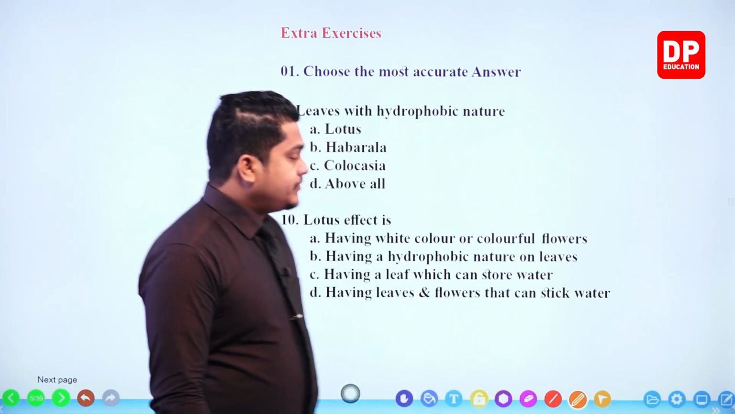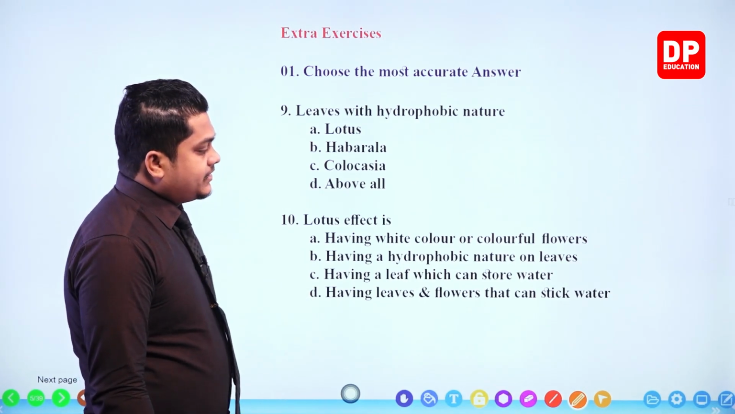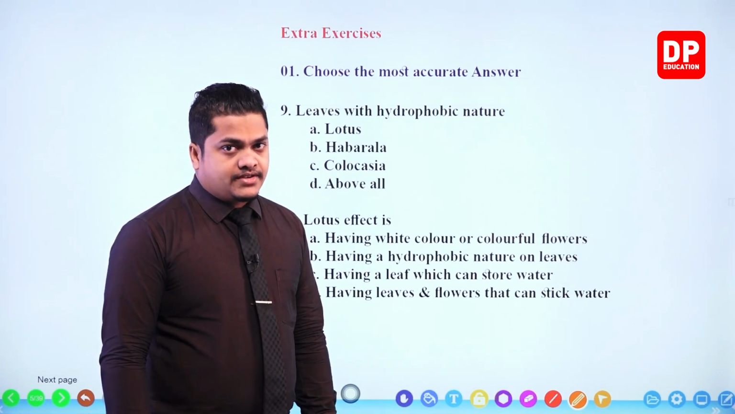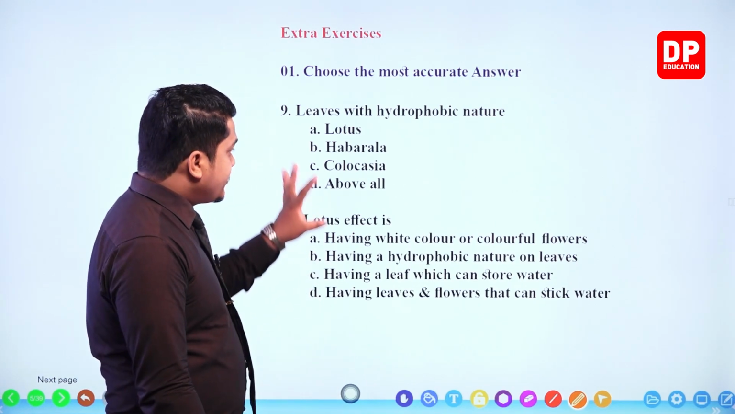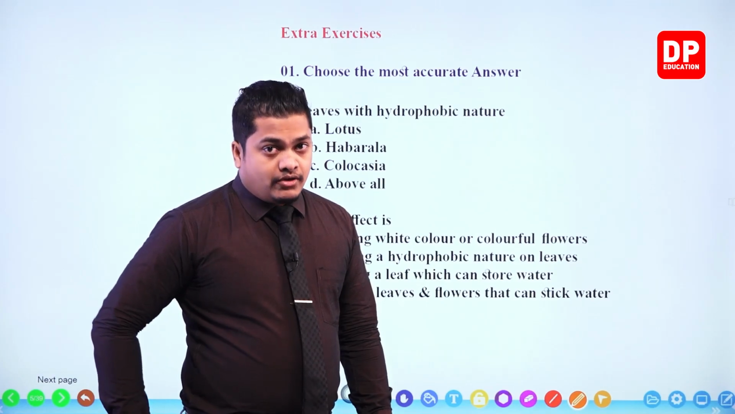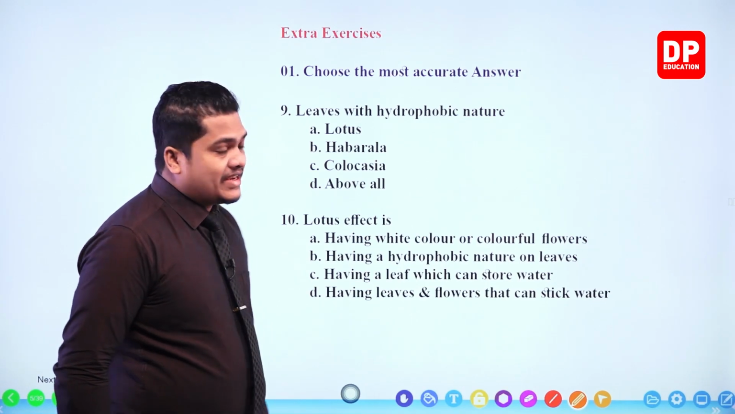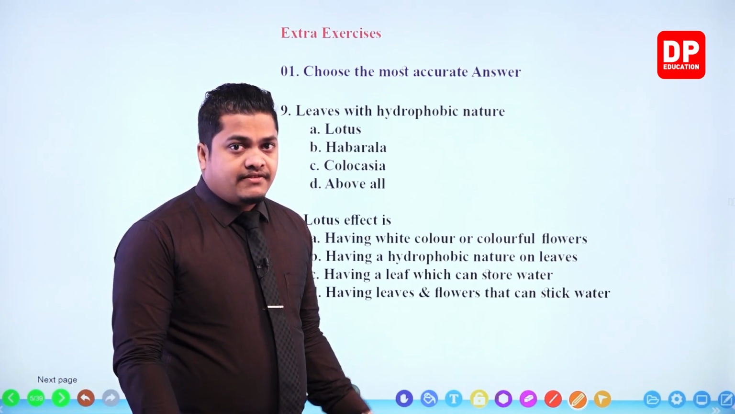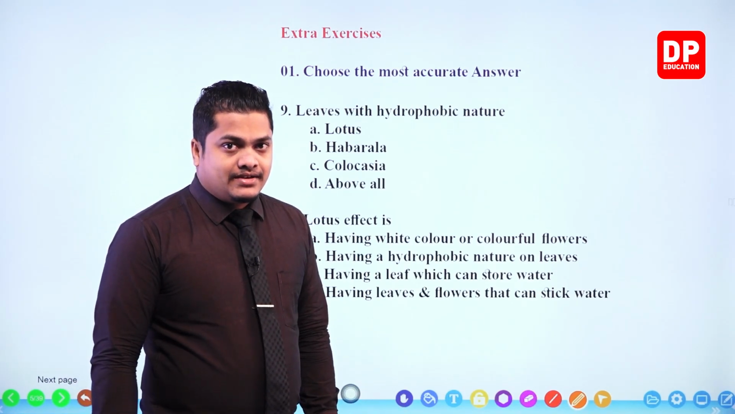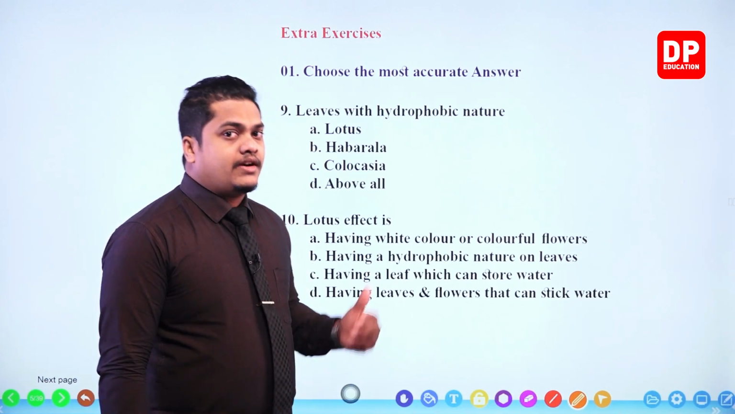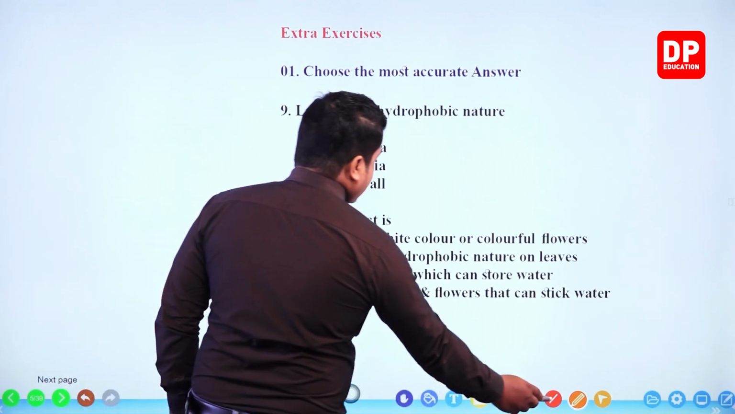Okay, so my dear children, leaves with hydrophobic nature, like I said, lotus is correct. This hydrophobic nature is also referred to as the lotus effect. It's because, my dear children, lotus leaves have this hydrophobic nature. Okay, then the next one given, habarala. Once again correct. I told you about this leaf like 1 minute ago. So that is also correct. Then the next one given, colocasia. Once again correct. Right? It's a reference to the same leaf. So all of these things are correct for the hydrophobic nature.